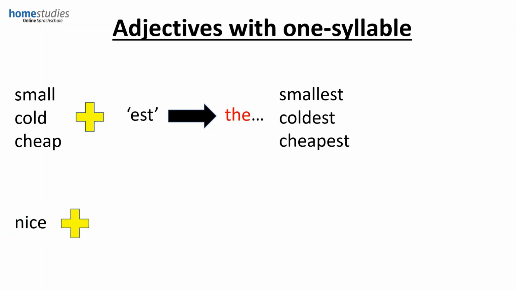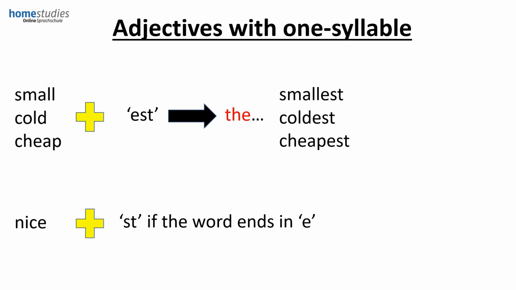Okay. Also, with the word nice, this time we would add st because the word nice already ends in e, so we don't need to repeat that letter again. So this time just st. So for example, I could say Sarah is the nicest person in the class. She's the nicest student. So remember, add est after the adjective and place the before the adjective in the superlative form.